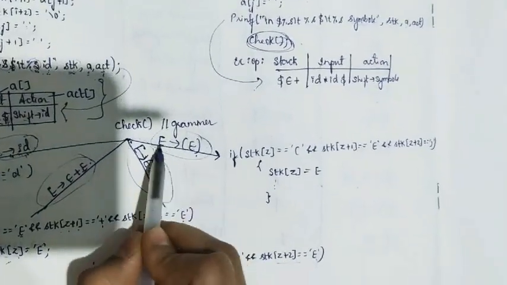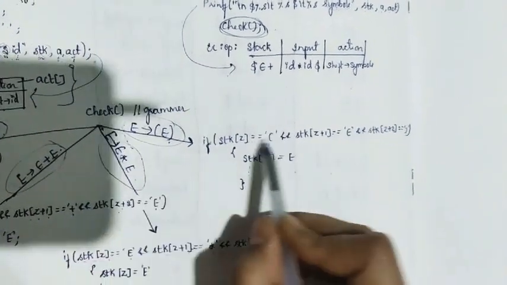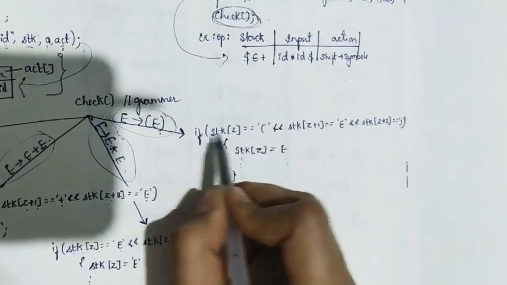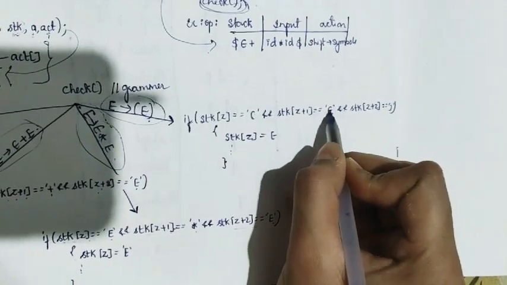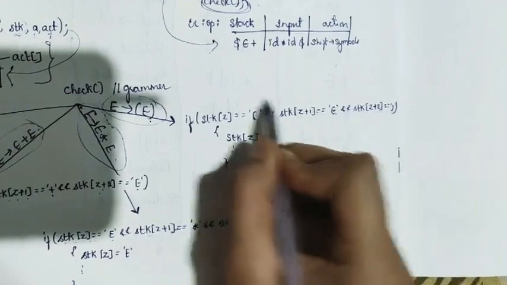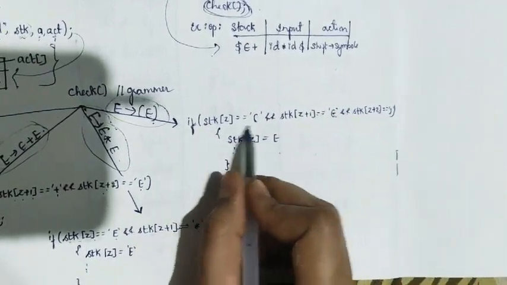The last grammar we are checking is E reduces to E in brackets. So how do we check this? Brackets. The first one should be the open bracket, the next one should be E, then we should have the closing bracket. If our stack contains something like this, the stack should be replaced by E.